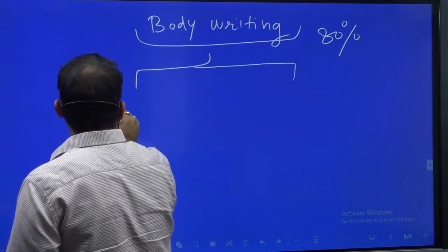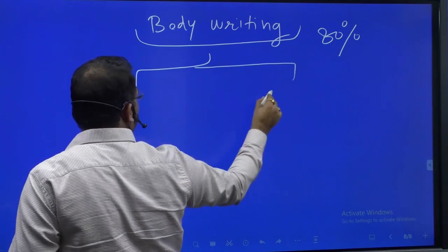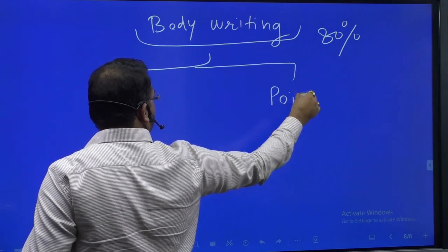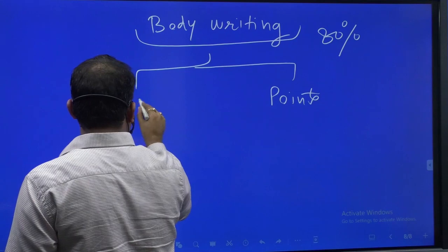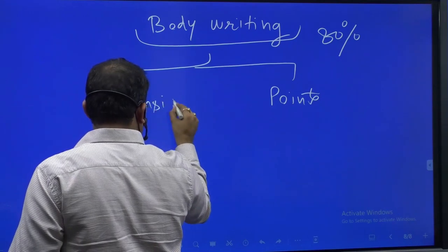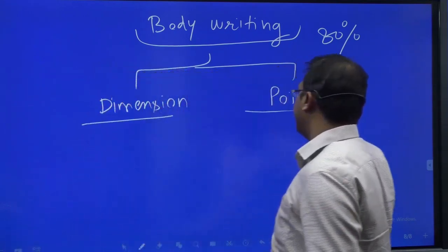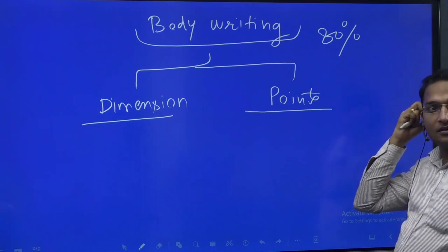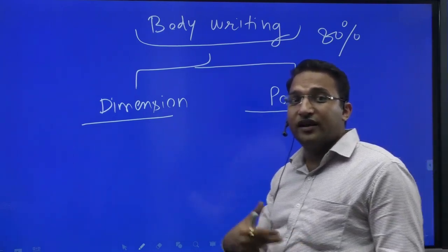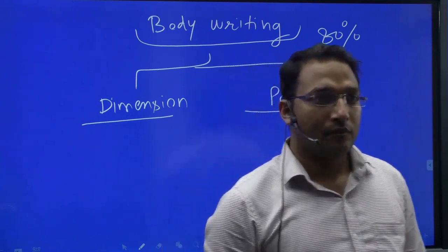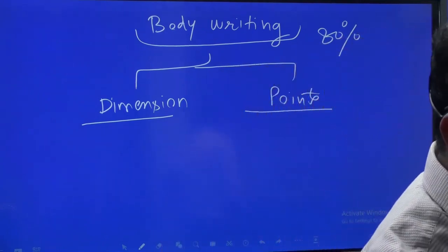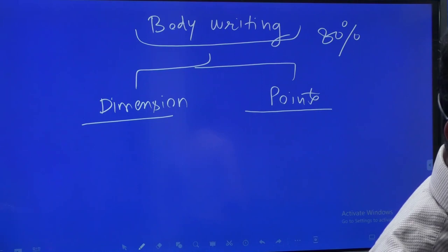One is dimension and second is points. So what is the difference between the dimension and point? Can anyone tell what is the difference between points and dimensions?